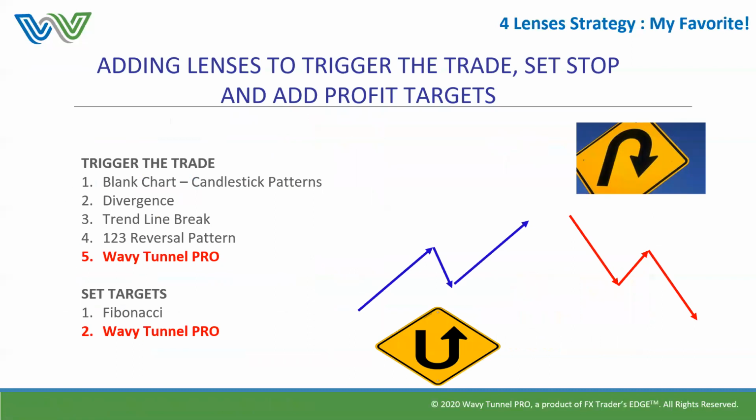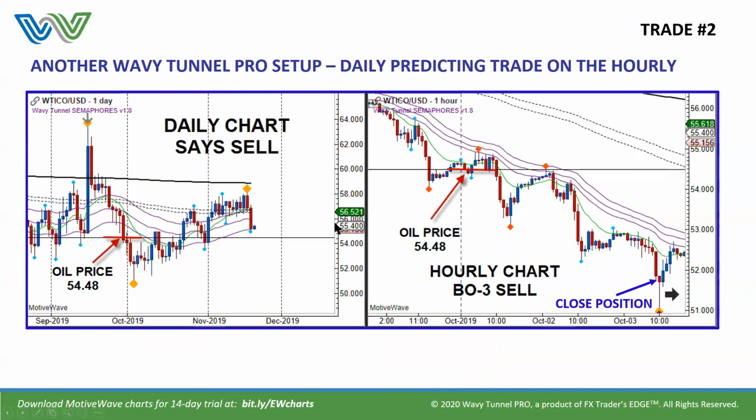Adding lenses to trigger the trade, set stop, and add profit targets. So triggering the trade, we talked about our 4 steps: looking at reversal candlestick patterns, looking for divergence, looking for a trend line break, and triggering with the 1, 2, 3 reversal pattern. We also introduced the Wavy Tunnel Pro, setting targets using Fibonacci, and we can use the Wavy Tunnel Pro for setting targets as well. So here's some examples. This was a setup that was announced when oil was 54.48. It was a sell that we put out.